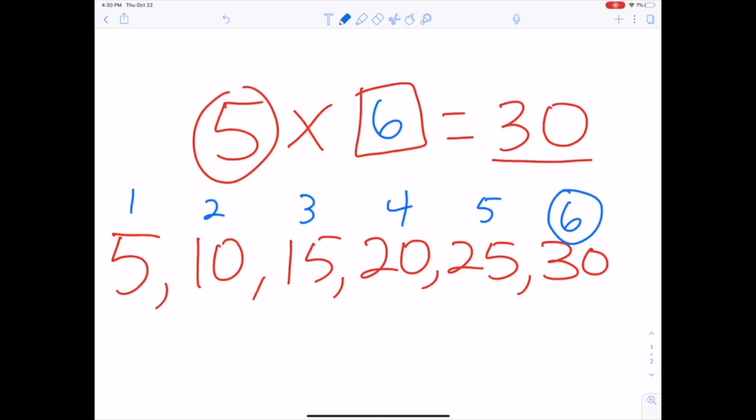5 times 6 equals 30. Your turn to do this on your own. Good luck. Work hard. You can either use the skip count or the number line.